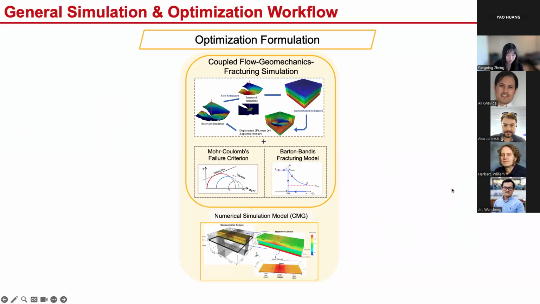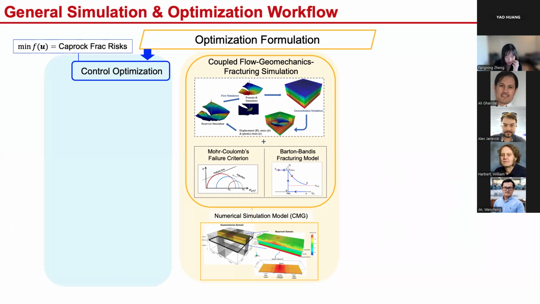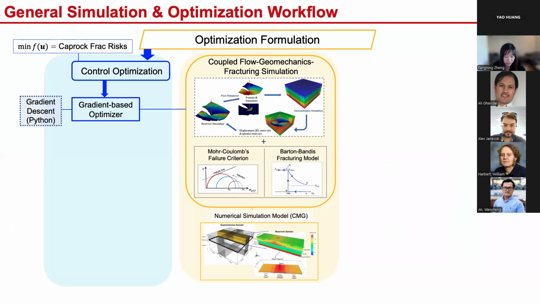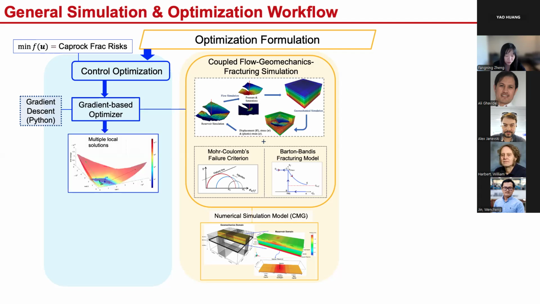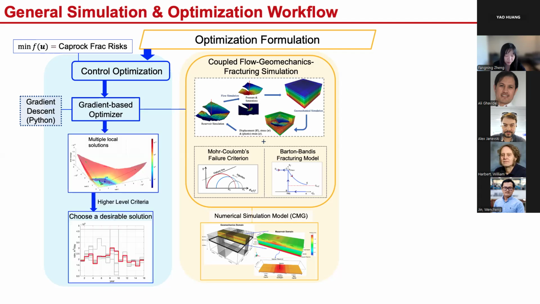Next, I formulate the optimization problem to minimize the CO2 leakage metric through caprock fracturing by adjusting the well injection rates as the control variables. In this case, the well locations are fixed and we can use a gradient-based optimizer to perform the optimization and get multiple local solutions. Among those local solutions, we choose a desirable solution under high-level criteria.